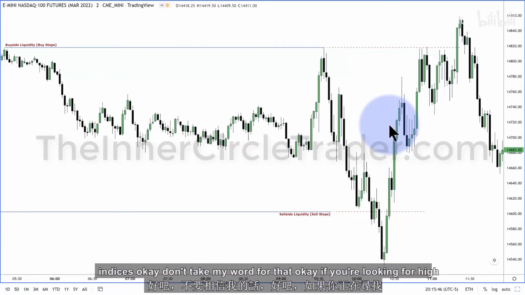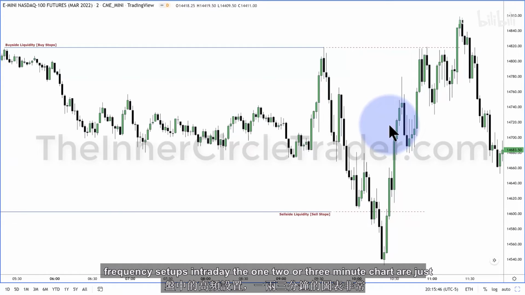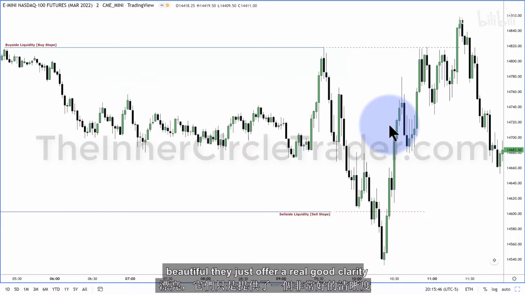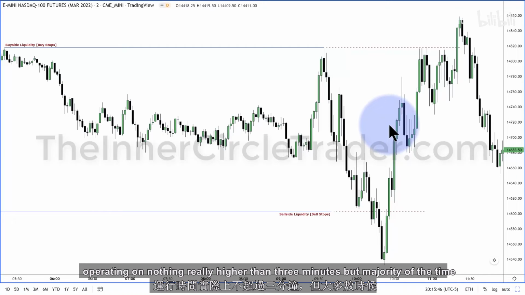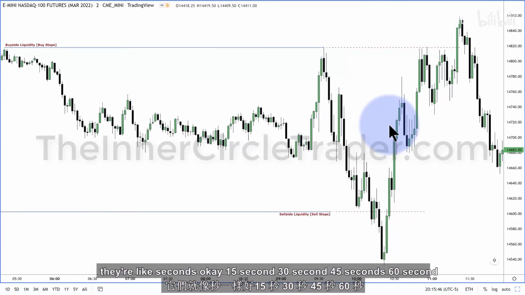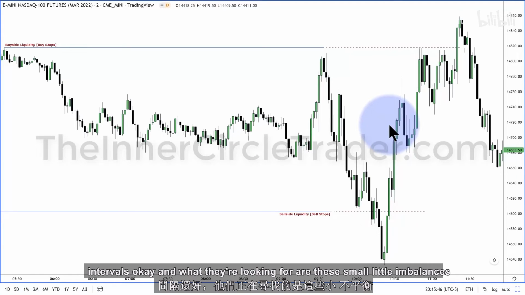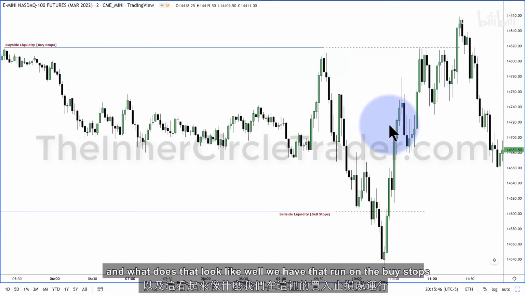Okay, don't take my word for that. If you're looking for high frequency setups intraday, the 1, 2, or 3 minute charts are just beautiful. They just offer a real good clarity. The reason why is because the high frequency trading algorithms are operating on nothing really higher than 3 minutes. But the majority of the time, they're on seconds, okay? 15 second, 30 second, 45 second, 60 second intervals, okay? And what they're looking for are these small little imbalances. And what does that look like?